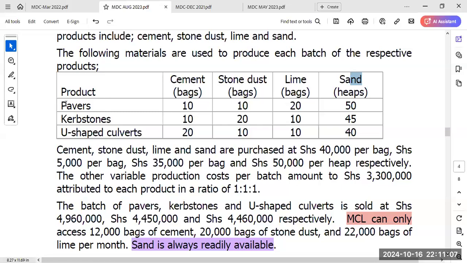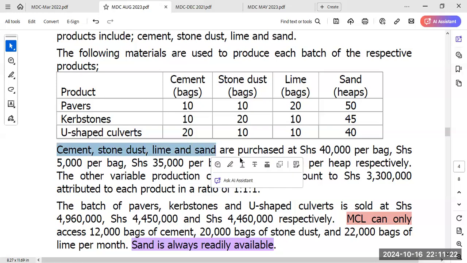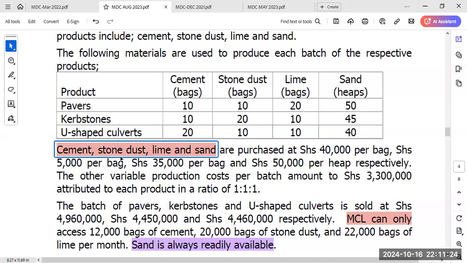For cement, to produce pavers you need 10 bags of cement. Each bag of cement is 40,000, corresponding with 40 here. So we are going to get 40,000 times 10.